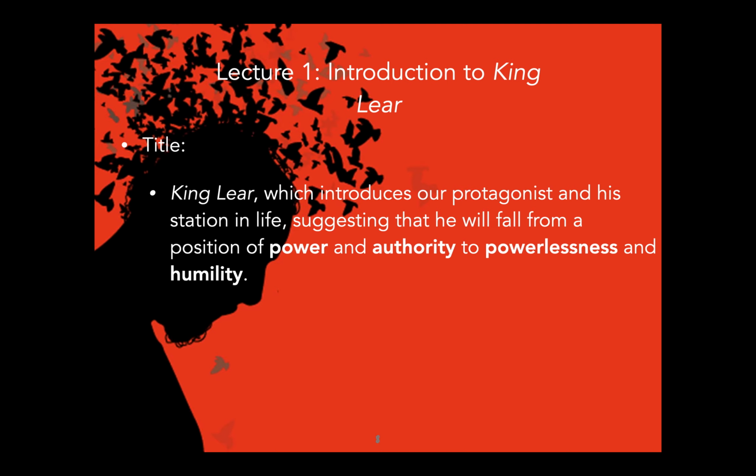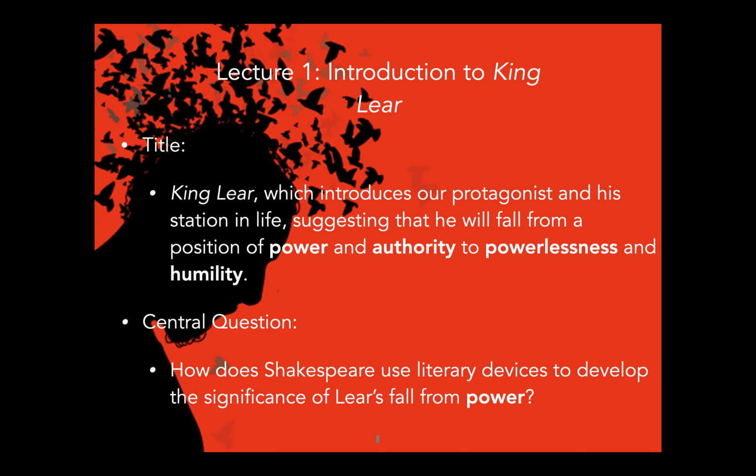Move from power and authority to powerlessness and humility. Okay, what it means, what occasions that fall, is where the meat of the meaning of the play exists. Okay, so our central question is, how does Shakespeare use literary devices to develop the significance of Lear's fall from power? That just simply asks, what does his fall mean? Okay, what is being illustrated by Lear's fall? Answer to that question is a lot of stuff, and a lot of really good stuff to think about. All right, so that is our introductory lecture for Lear.